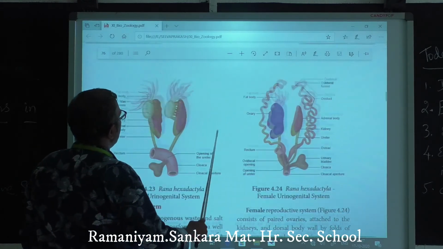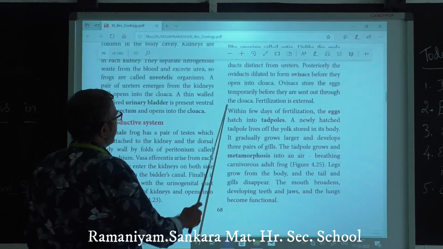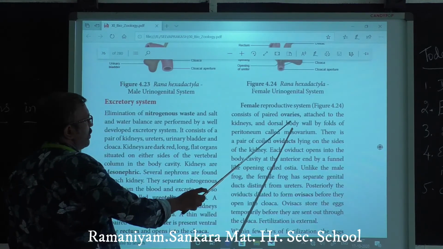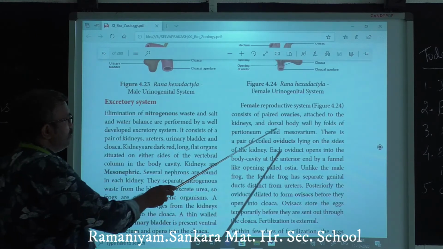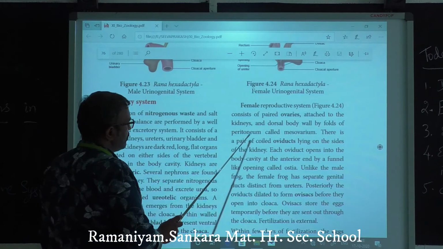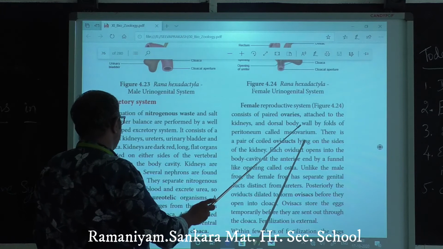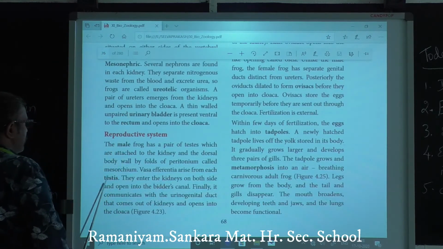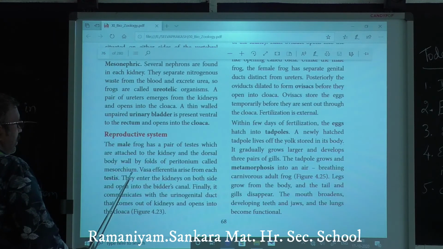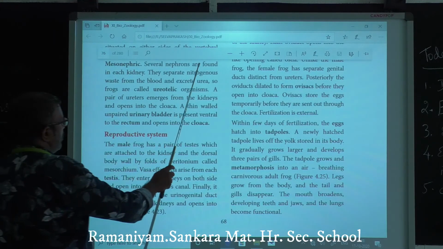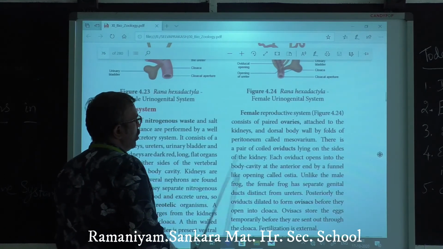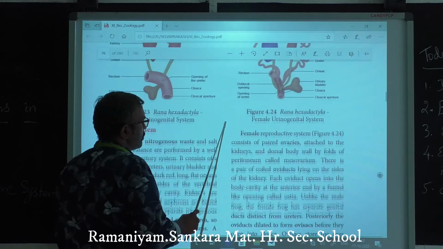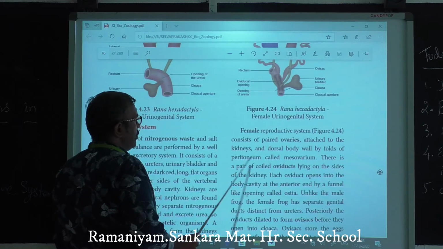Female reproductive parts. The female reproductive system consists of a pair of ovaries attached to the kidneys and the dorsal body wall by a fold of peritoneum called the mesovarium. This is called the mesovarium, not mesorchium, because it is for the ovary.